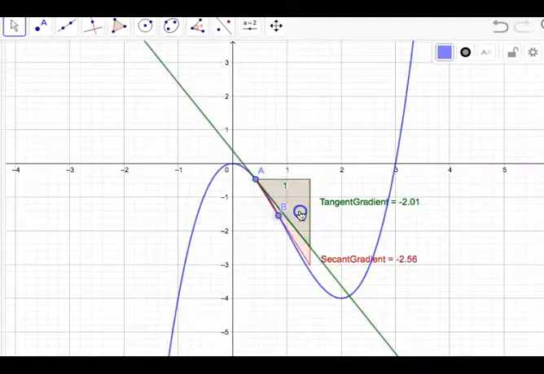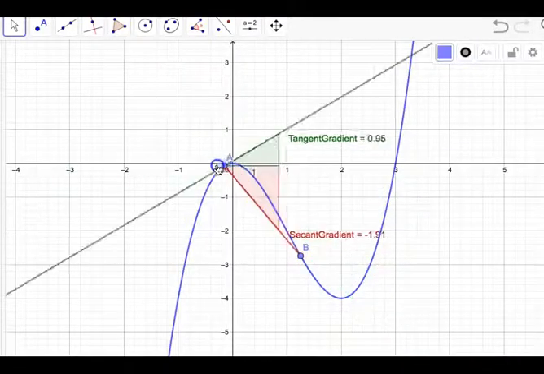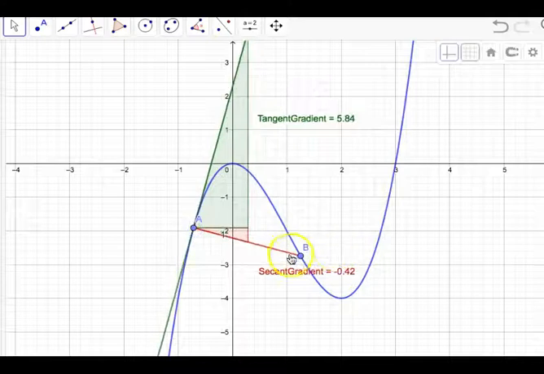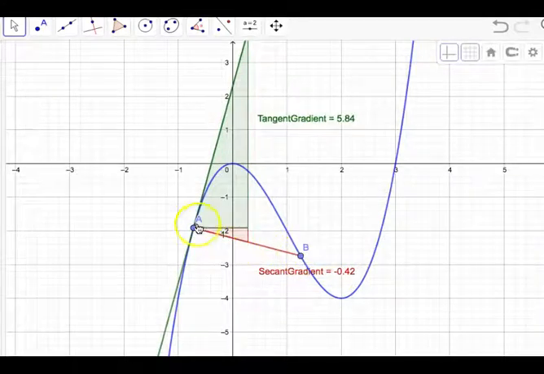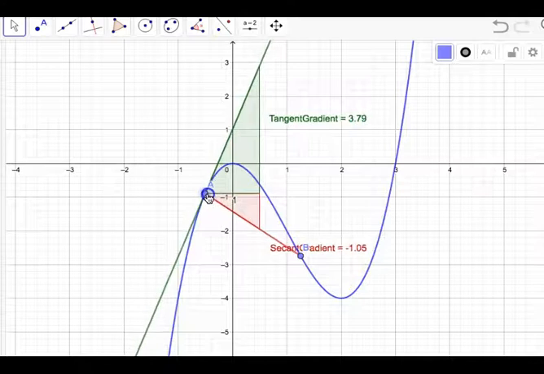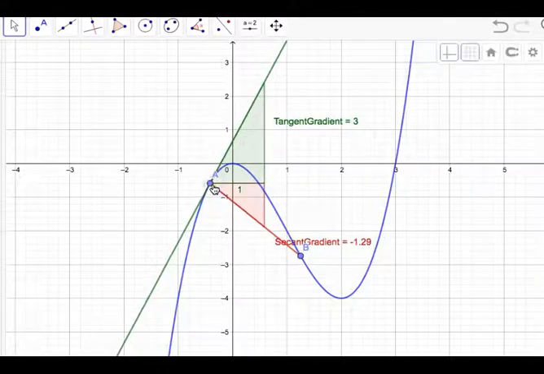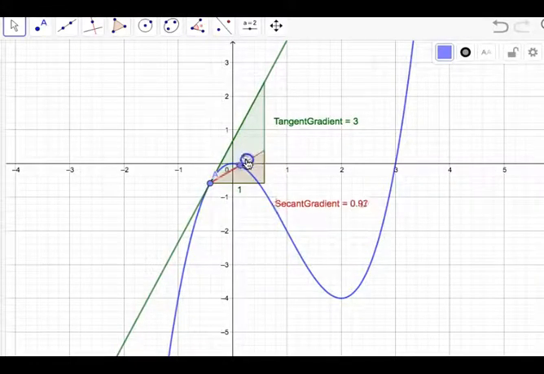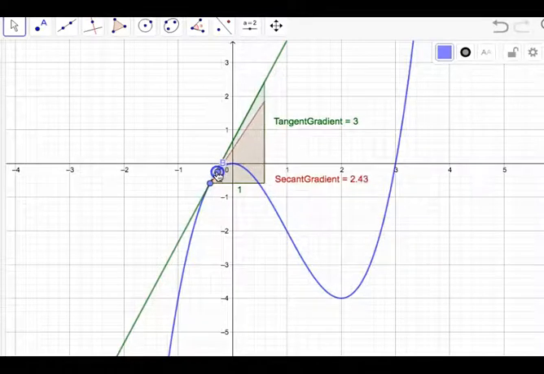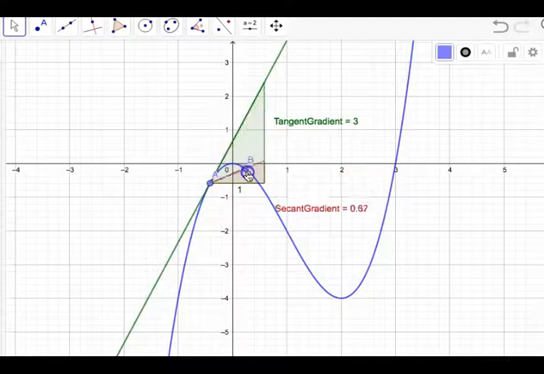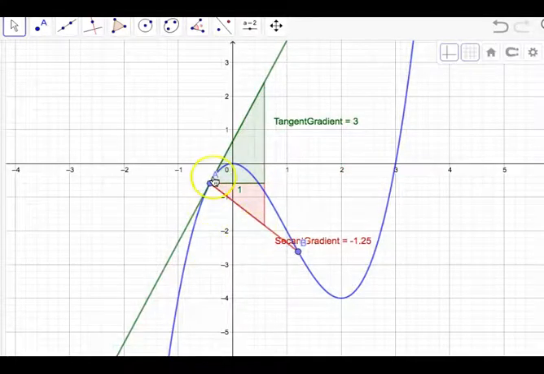What if you make it on both? I can move A wherever I want. Look, it's 5.84. All right, gradient of the tangent, let's get a nice value. Is 3 there? Let's bring B closer and closer. Gradient of the secant is 3. I know it was intersecting at 2.24, it doesn't matter where it is.